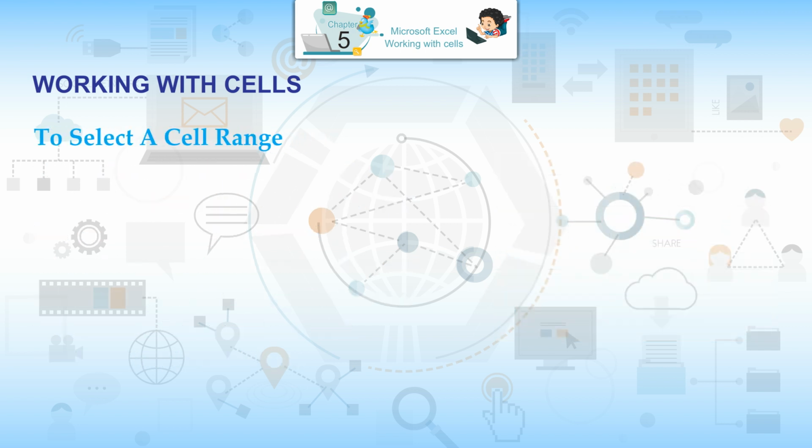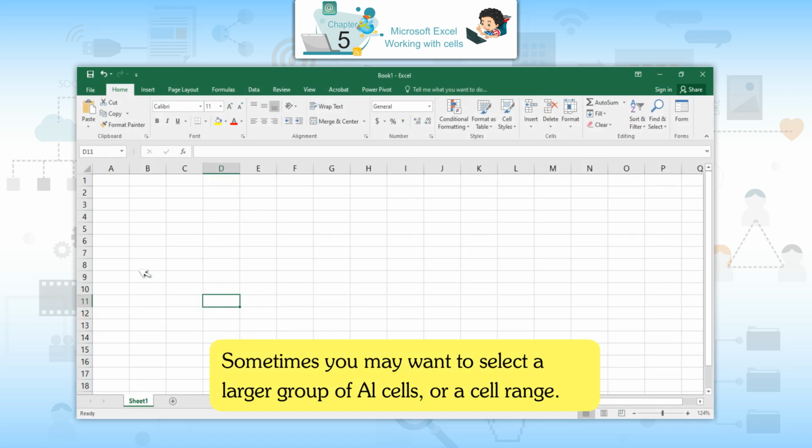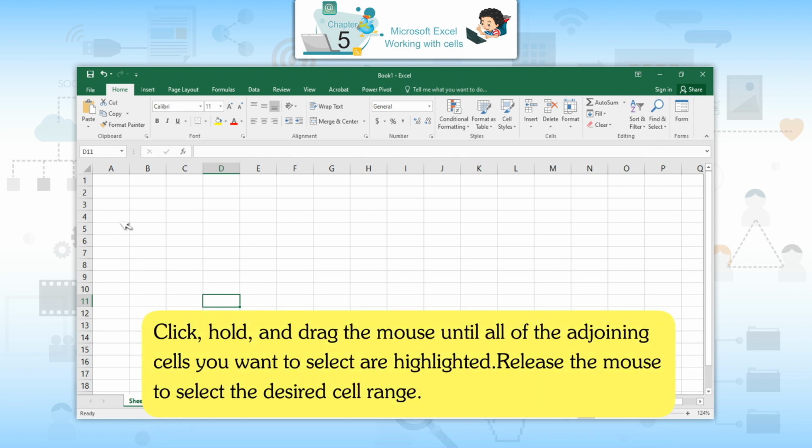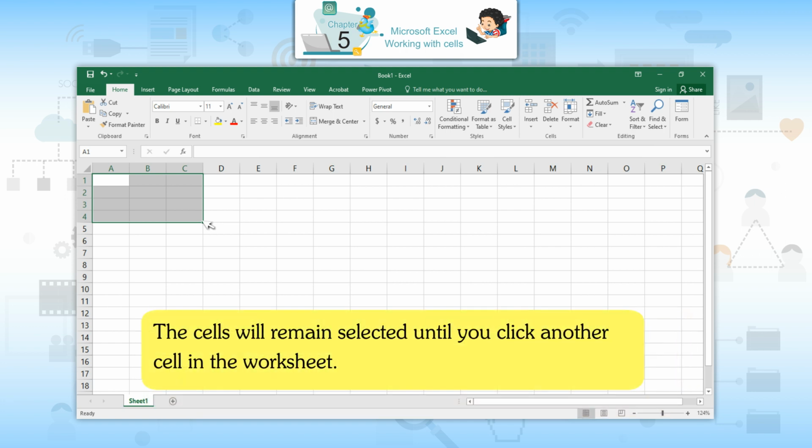To select a cell range. Sometimes you may want to select a larger group of cells or a cell range. Click, hold, and drag the mouse until all of the adjoining cells you want to select are highlighted. Release the mouse to select the desired cell range. The cells will remain selected until you click another cell in the worksheet.